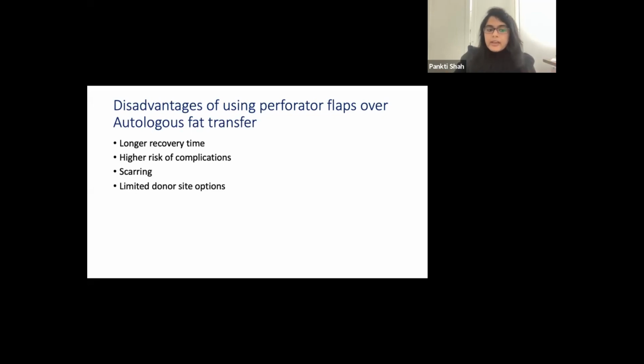Third is scarring. With autologous fat transfer, we use liposuction to extract the fat and fat injection to insert it into the breast, which requires only a few incisions, whereas the incisions for perforator flaps leave significant scarring on the donor site as well as the breast. And with perforator flaps, there are limited donor site options. In contrast, autologous fat transfer is generally a less invasive and more straightforward procedure.